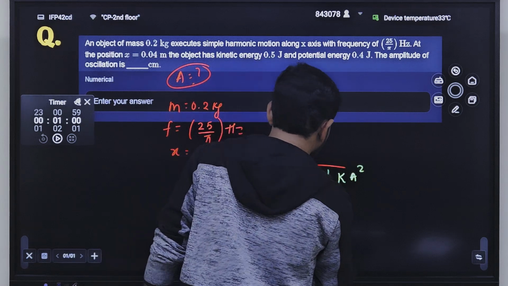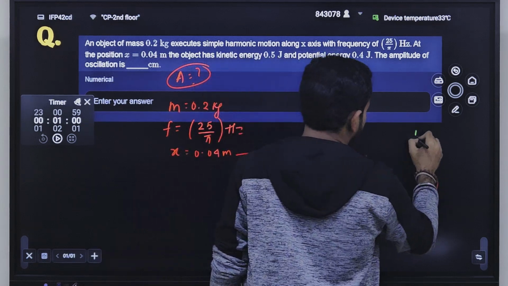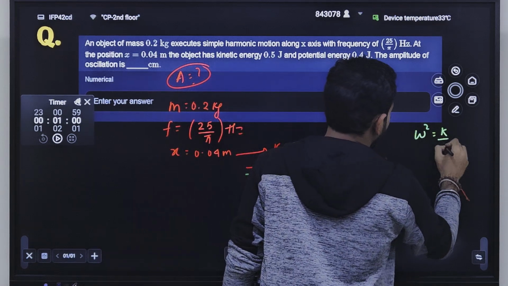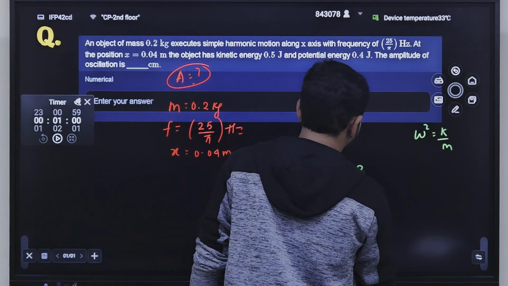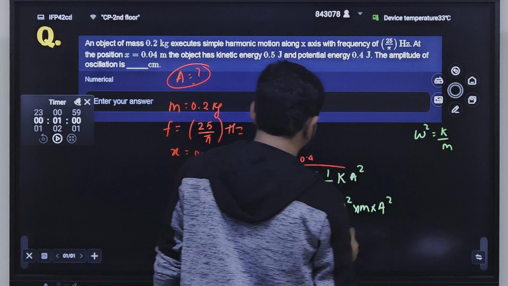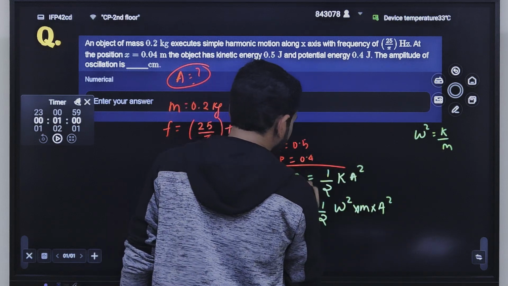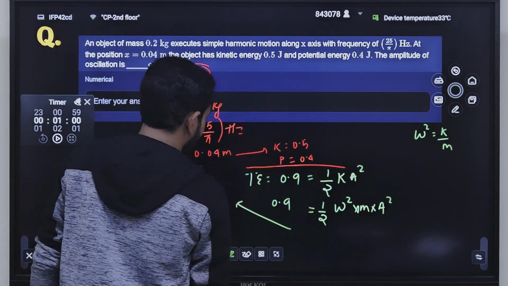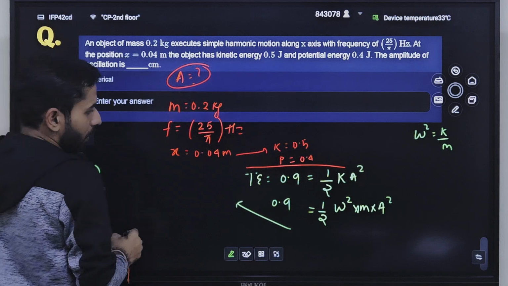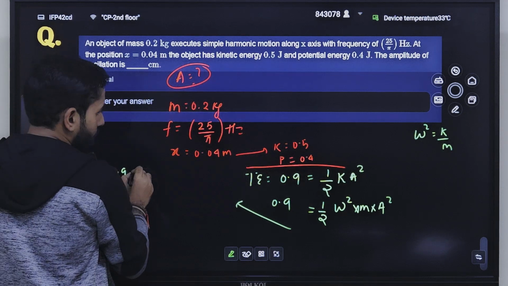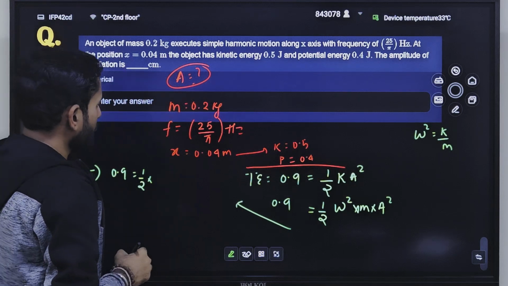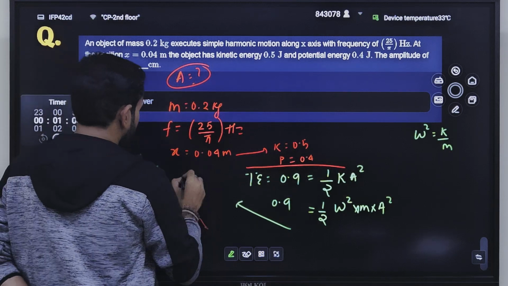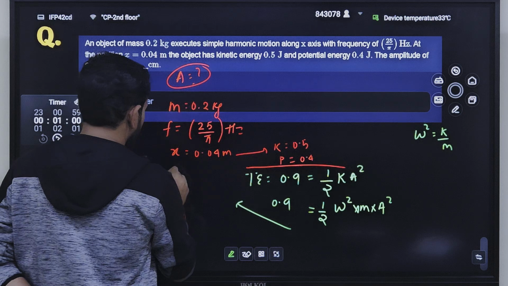Now what is your K? You remember the formula omega square is equal to K by M. That is what you can write for K. Omega square into M into A square, that is equal to 0.9. Now there is calculation, put the values. 0.9 is equal to half omega. What can I write for omega? Omega can also be written as 2 pi f, correct?